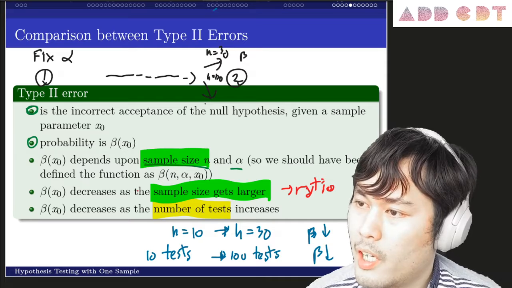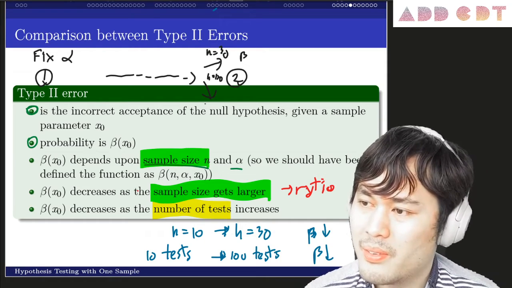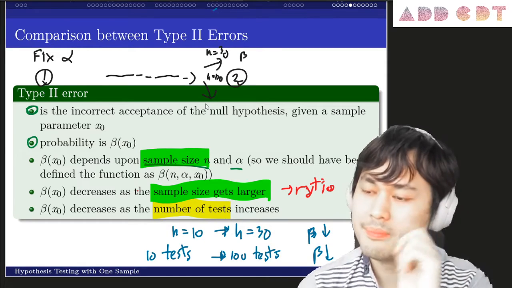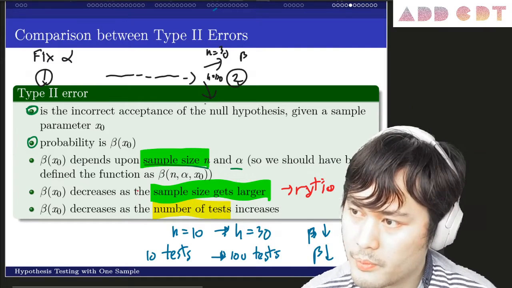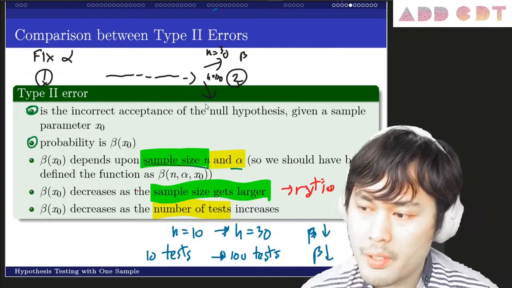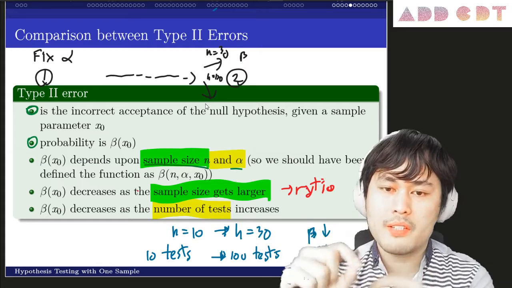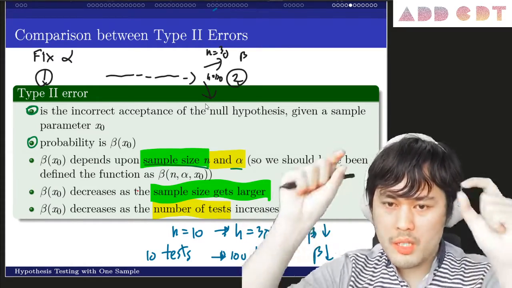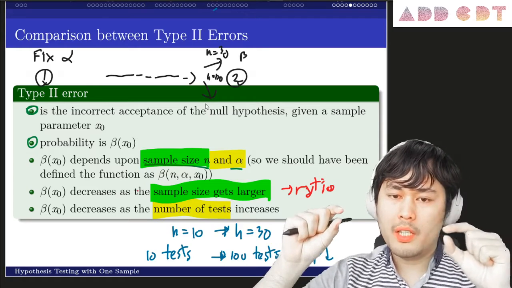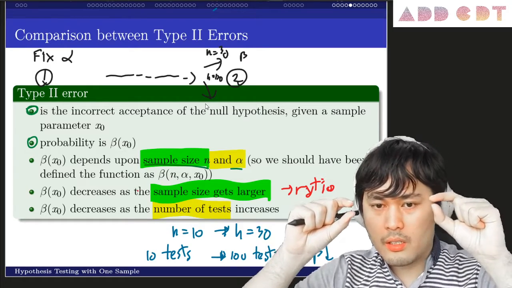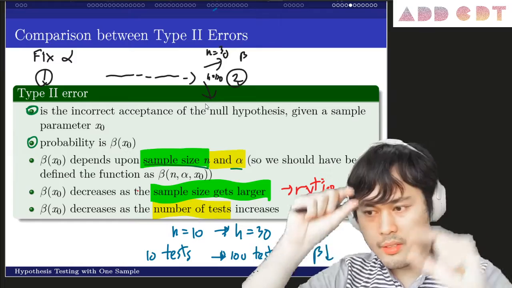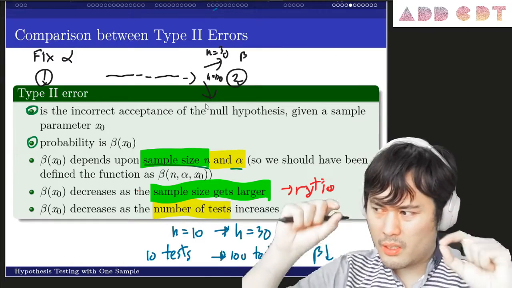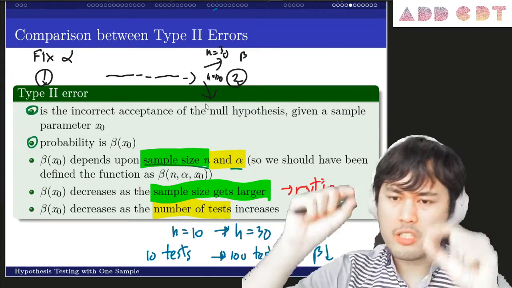So I think there are too many ideas in here. Oh, and it also depends on alpha. As I said, we cannot make both alpha and beta small at the same time. If we increase alpha a little bit, then beta is going to decrease a little bit. And then they are in inverse proportion to each other.